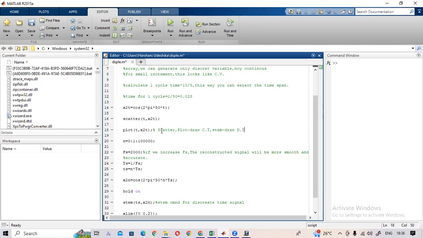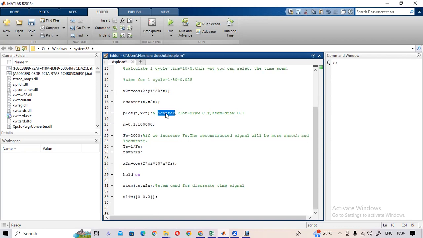Okay, so three plotting commands we have in MATLAB. Okay, scatter, plot, stem. The plot we use to draw the continuous time shape signal. Stem command we use to draw discrete time shape signal. Okay, and scatter command, if you use scatter command, you can see the point corresponding y-axis point, or dependent variable points on it. Okay, so this command you can use.